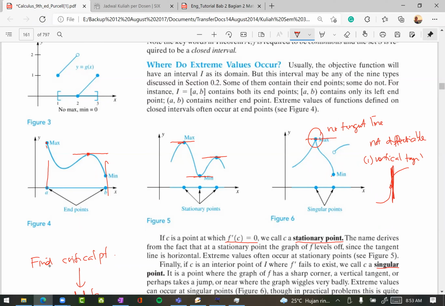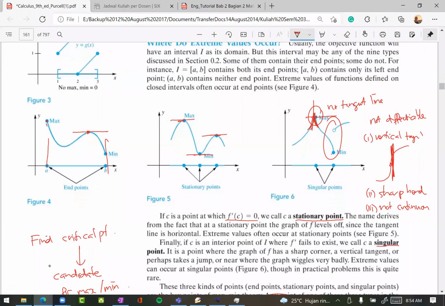So this is singular. Or the corner is sharp like this, a sharp point. That means from the left and from the right here, it has different tangents. A sharp bend. Or something that's not continuous, like this one. Okay, thank you, sir. But even though there's no tangent line, this is still a maximum. This is still a minimum. So regardless of tangent, we still have a minimum and maximum.